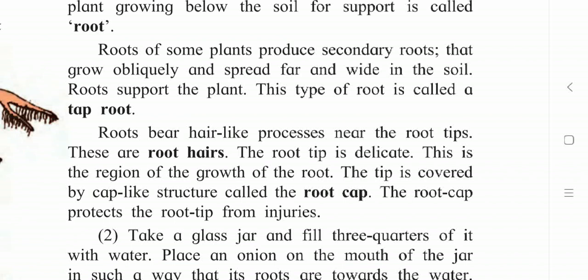Roots bear hair-like processes near the root tips. These are root hairs. The root tip is delicate. This is the region of the growth of the root. The tip is covered by a cap-like structure. It's called a root cap. The definition of each highlighted name is given here. The root cap protects the root tip from injuries. Means the plants remain safe because the root remains safe inside the soil.